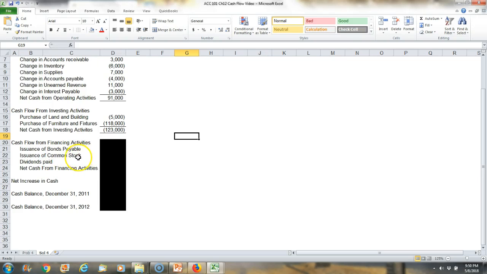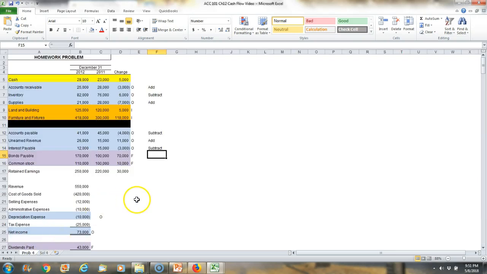Now I go to my financing section. Again, I had three things there. Bonds. Okay, so you got to walk this through. Started with $100,000. Now this is a liability. My liability increased to $170,000. So I must have issued more bonds. That means that was a cash inflow. I received more cash.